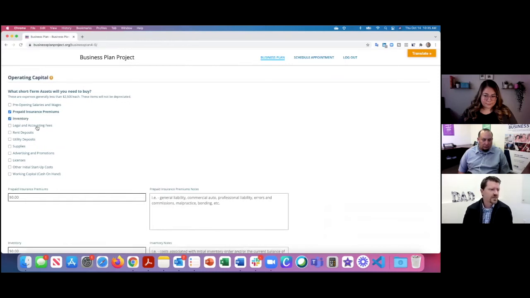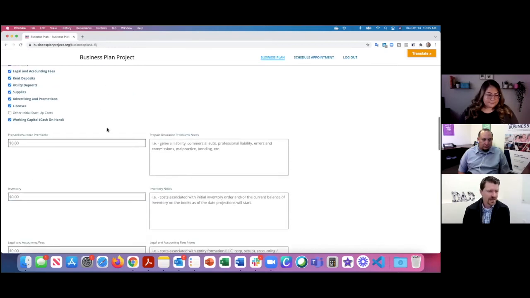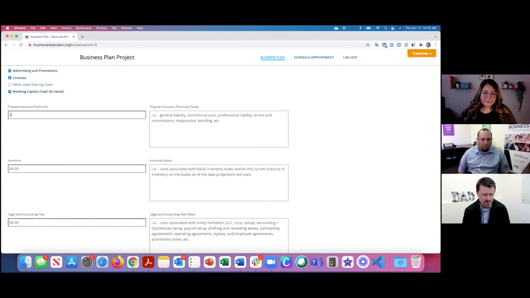We need some inventory, legal and accounting fees. I'm just going to check off a lot of these. And the big one, though, is working capital, cash on hand. And I'll get to that in a second. But let's say prepaid insurance runs us $1,000.